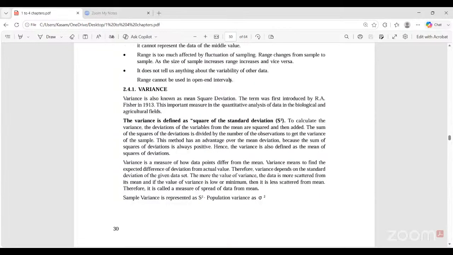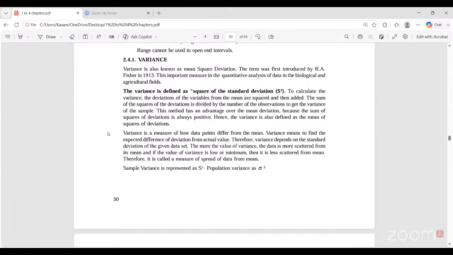Then variance. The variance is also known as the mean square deviation. The term was first defined by R.A. Fisher, Ronald Fisher, in 1913, and is an important measure of quantitative analysis in biological and agricultural fields. The variance is defined as the square of the standard deviation. To calculate the variance, the deviations of the variables from the mean are squared and then added. The sum of the squares of the deviations is divided by the number of observations. The method has an advantage over the mean deviation because the sum of squares of the deviations is always positive. Hence, the variance is also defined as the mean of square deviations.